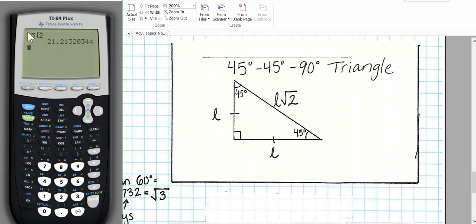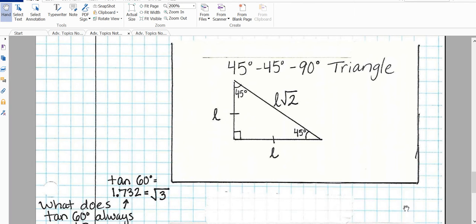But it's nice to see that exact form because sometimes that's all we need for our answers. You know, just leave it with the radical. Keeps it nice and simple. Okay, so we have that note card done.